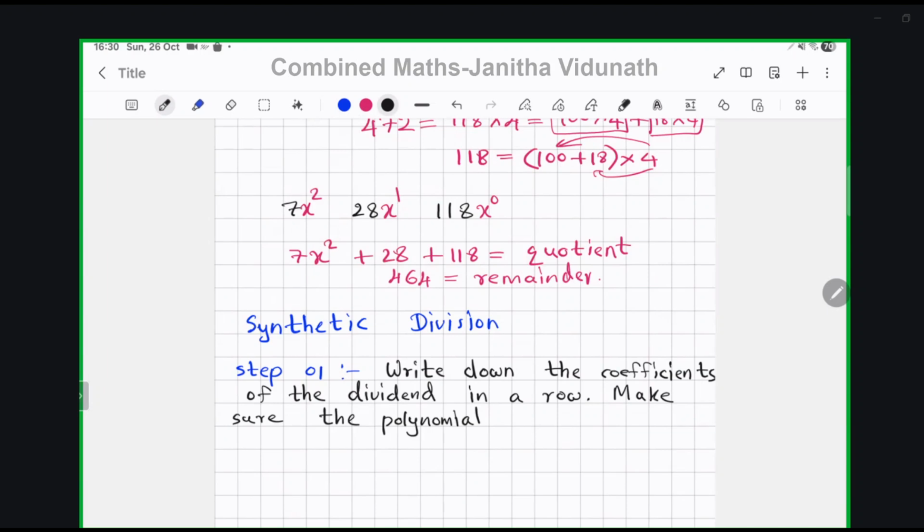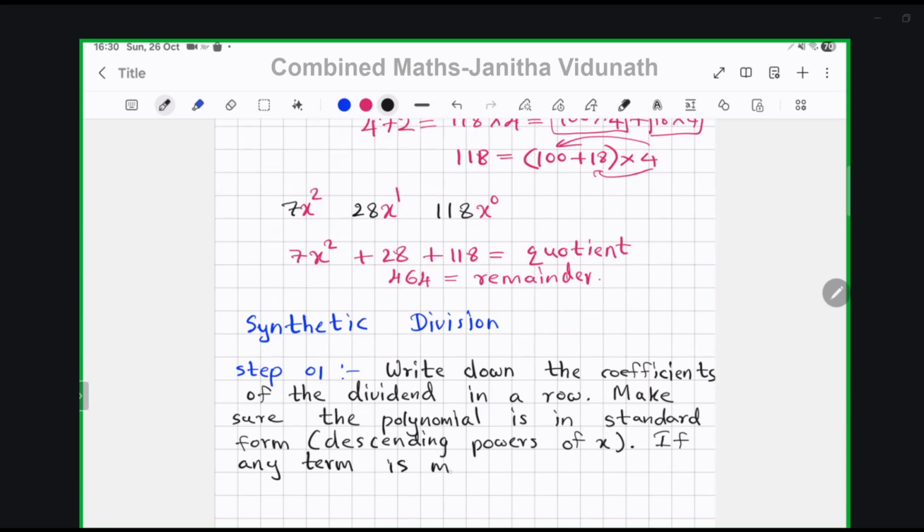Make sure the polynomial is in standard form. Open a bracket and write down descending powers of x.